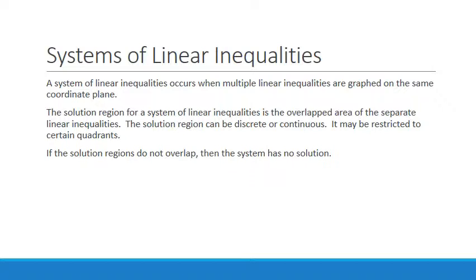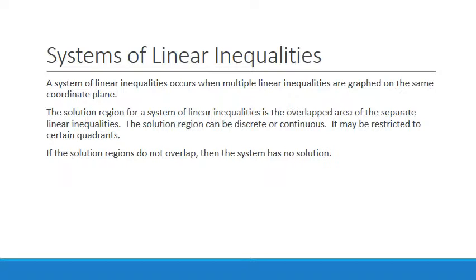A system of linear inequalities occurs when multiple linear inequalities are graphed on the same coordinate plane. So we could have 2, 3, 4, however many inequalities we want. In this video, we're going to limit ourselves to just 2 inequalities. The solution region for a system of linear inequalities is the overlapped area of the separate linear inequalities. The solution region can be discrete or continuous, and it may be restricted to certain quadrants.